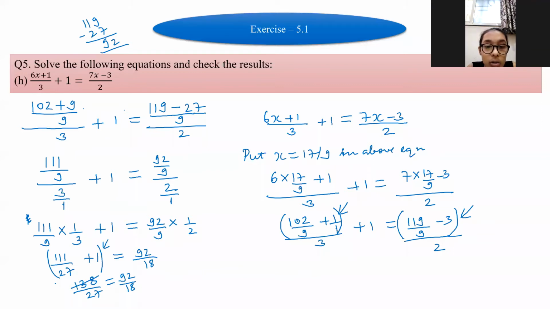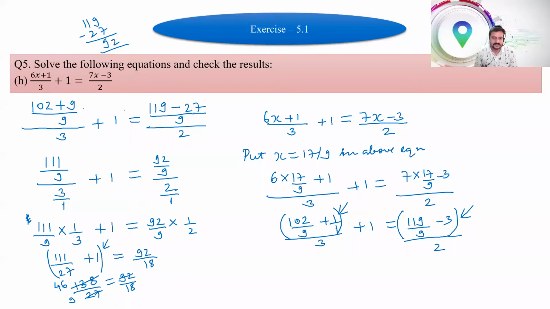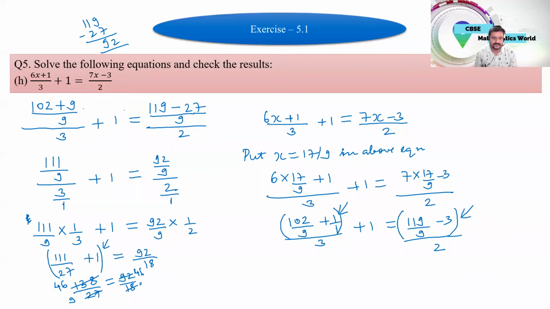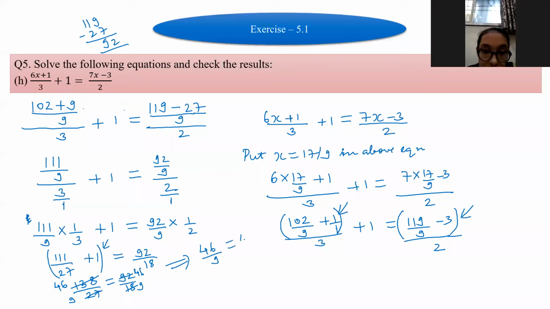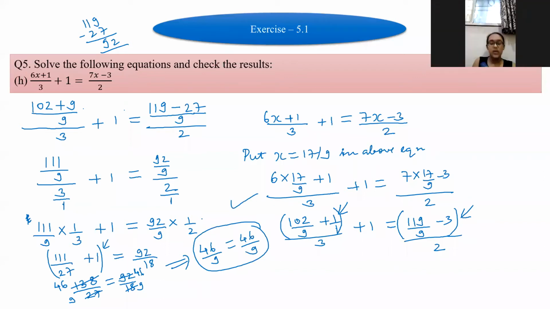So 3 fours are 12, 12, so 46, and here dividing by 3 gives 9. Here also divide by 3. Not 3, no, 2, sir. Divide by 2. So we get 46/9 also. 46/9. That means LHS is equal to RHS, our answer is verified. Okay.